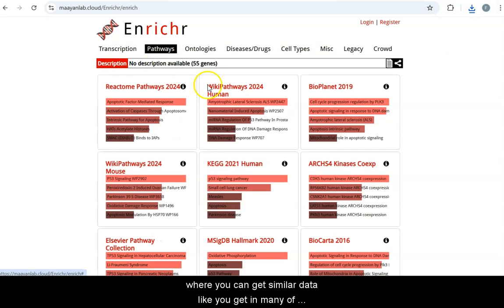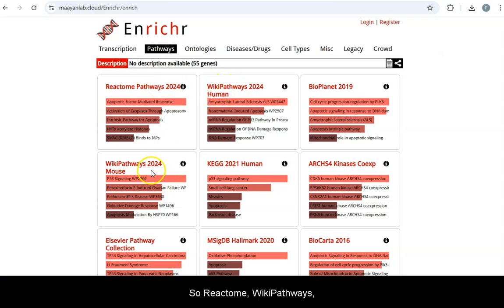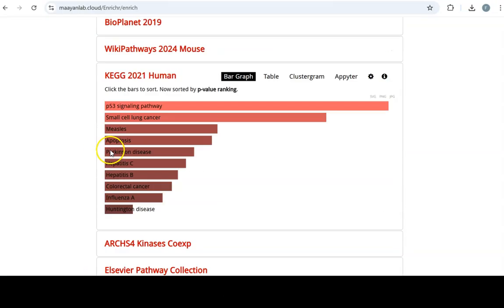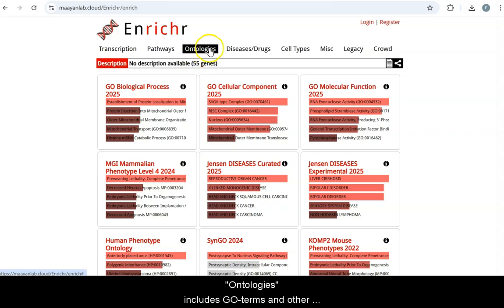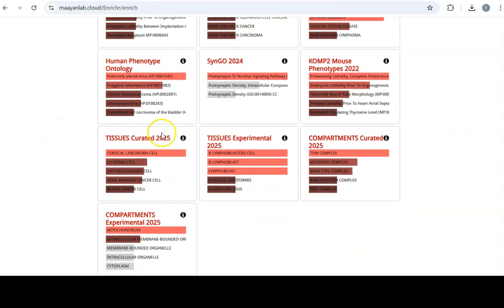You have pathways, similar to what you get in many of these tools that I'm showing, so Reactome, WikiPathways, KEGG, etc. You can look at these, and again, these genes are linked with p53, and you get a lot of information here. Ontologies, so GO terms, and other similar things.